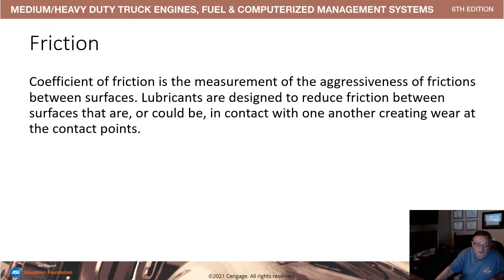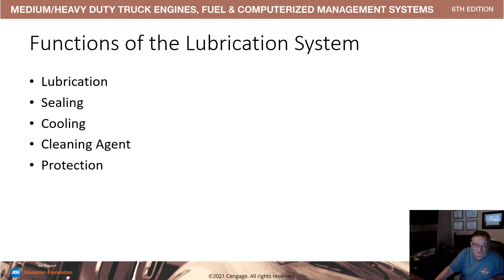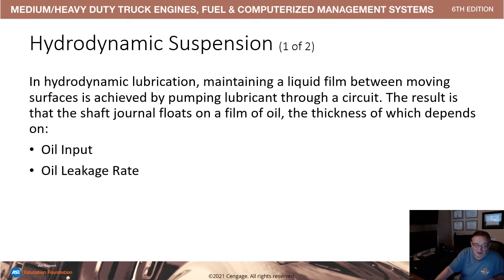Friction: the coefficient of friction is the measurement of aggressiveness of friction between surfaces. Lubricants are designed to reduce friction between surfaces that are or could be in contact with each other, creating wear at contact points. Functions of the lubrication system: lubrication, sealing, cooling, cleaning agent, and protection.